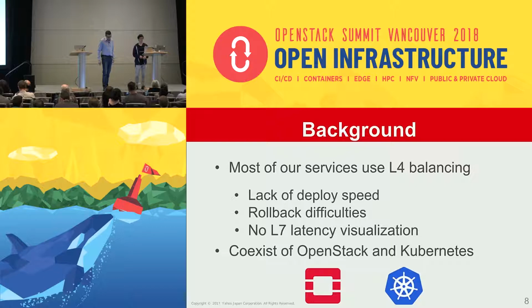Let me explain why we need software like Gimbal. Many of our services use layer 4 balancing, so there is a lack of deploy speed. We can't deploy new functions quickly enough. And if we find some problems in the deployed version, we can't roll it back speedily. And there is no layer 7 latency visualization. And since we are migrating our infrastructure from OpenStack to Kubernetes now, we will use both of them for a while.